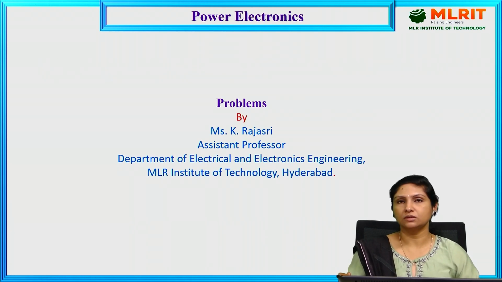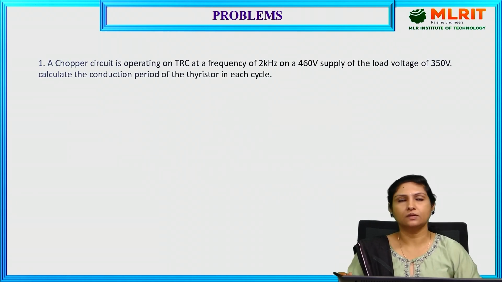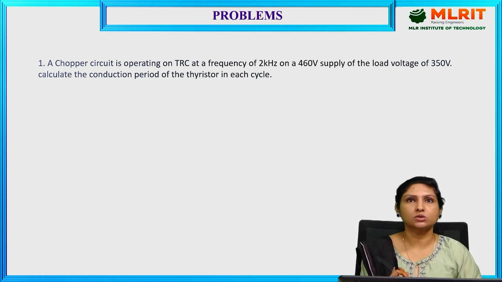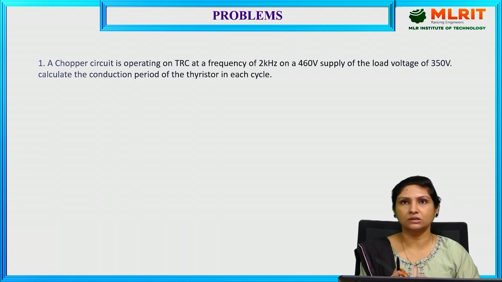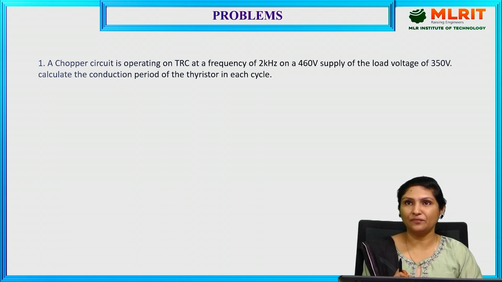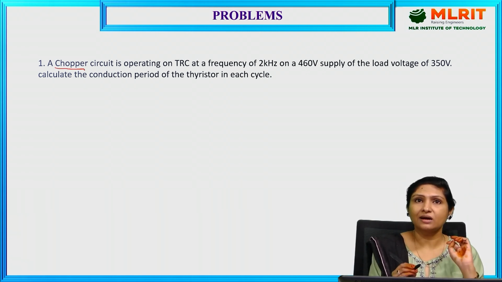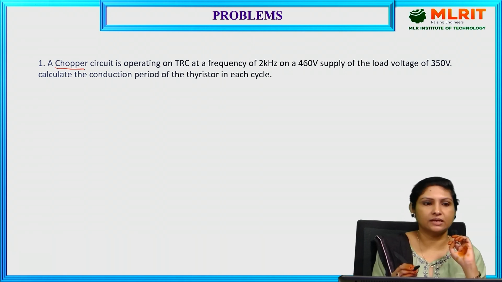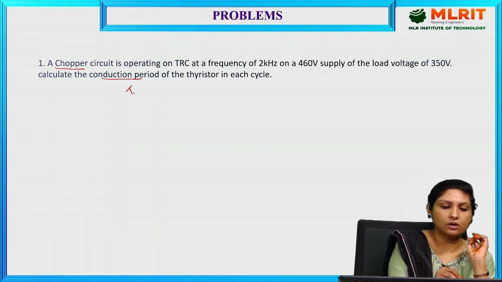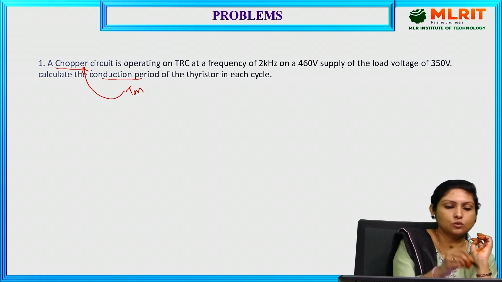And in today's lecture, we'll be discussing problems based on choppers. Here, a chopper circuit is operating on time ratio control at a frequency of 2 kHz on a 460 volt supply, with a load voltage of 350 volts. Calculate the conduction period of the thyristor in each cycle. So this is basically a chopper. Conduction period in the sense of on period of the chopper we are supposed to calculate.